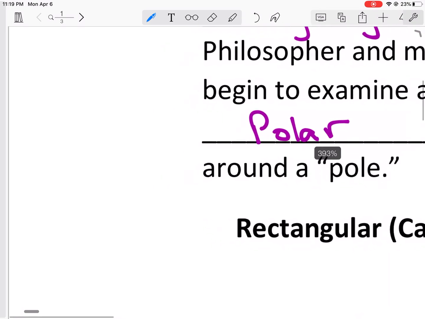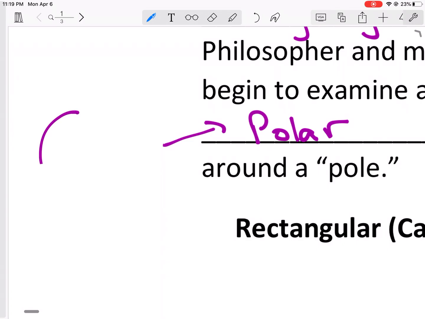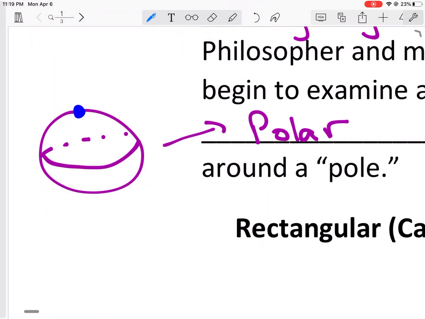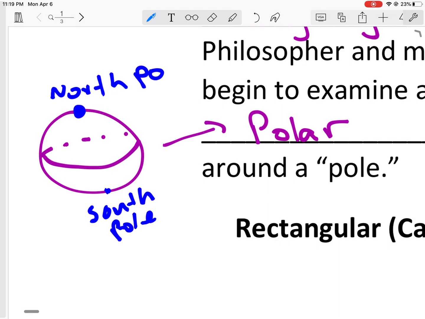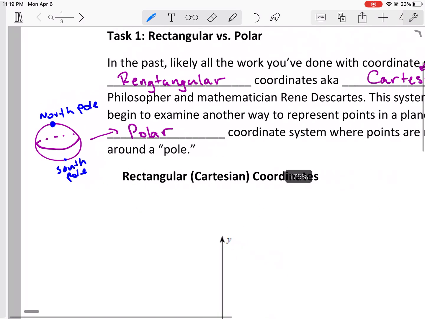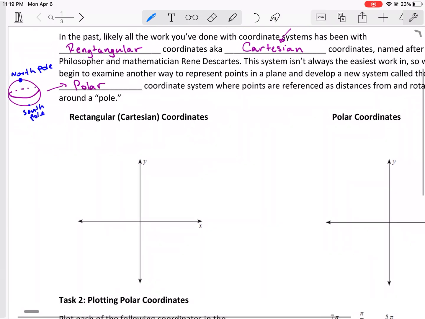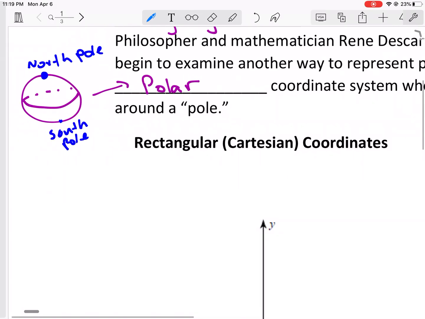This polar, what I want you to think about is like the Earth. Say this is the sphere that is the Earth. The Earth has two poles. It has its North Pole, and it has its South Pole. So that's the type of polar we're looking at here. So in this system, points are going to be referenced as distances from and rotations around a pole. Slightly different than with a sphere like that.